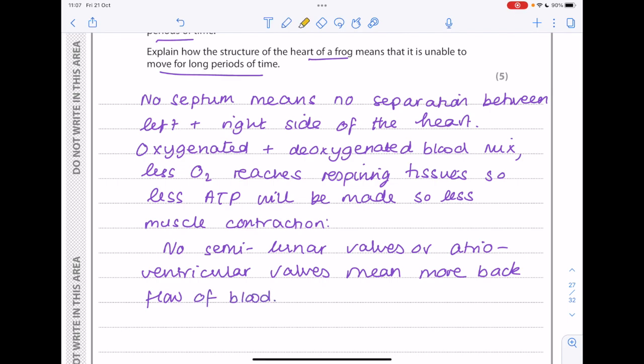I'll show you where the 5 marks are awarded. We've got the oxygenated and deoxygenated blood mixing, less oxygen reaching respiring tissues, less ATP being made, no semilunar valves, more backflow of blood. So there's your 5 marking points here.